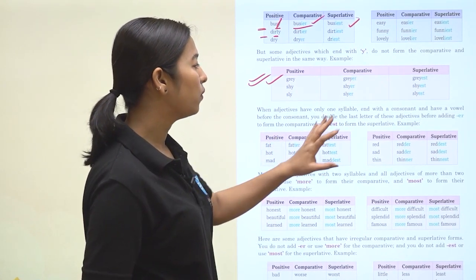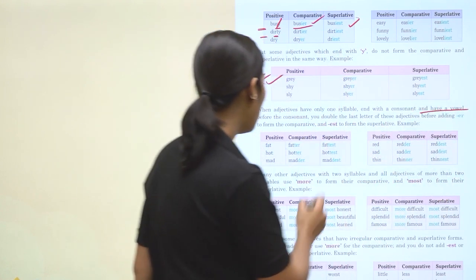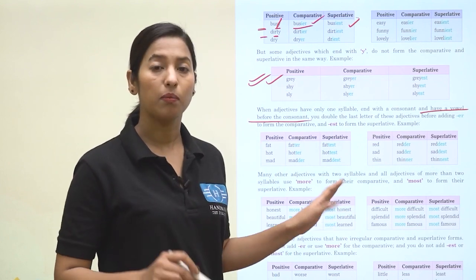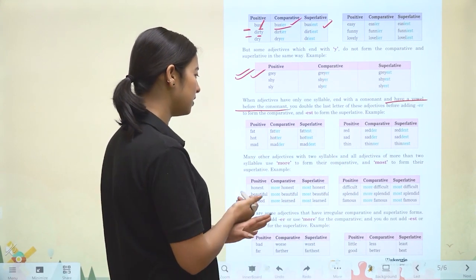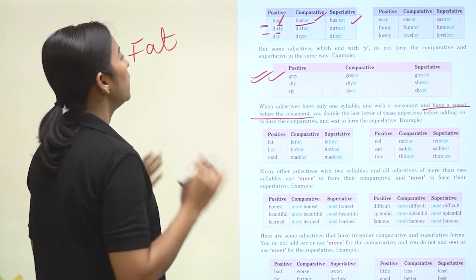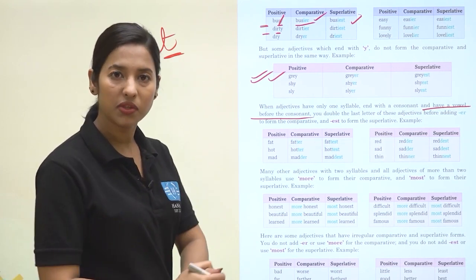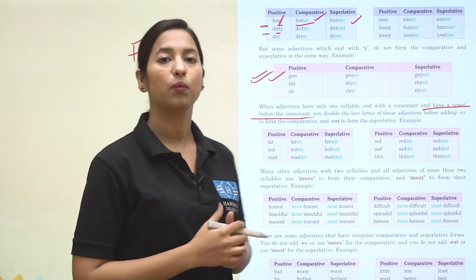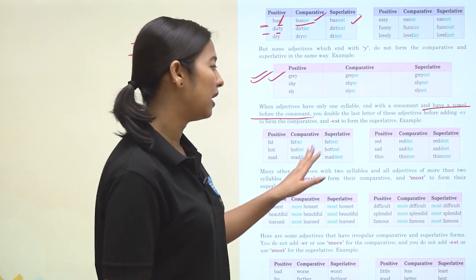When adjectives have only one syllable and end in a consonant, and have a vowel before the consonant, means the words that end in a consonant, but this consonant is preceded by a vowel. There is a vowel just before this consonant. For example, fat. This word is ending in T, which is a consonant, but this T is preceded by a vowel, which is A. So in this case, we will simply double the last letter and then we will add ER and EST.